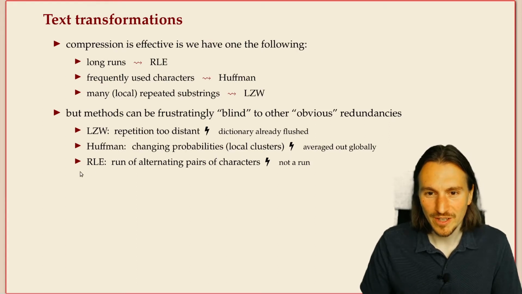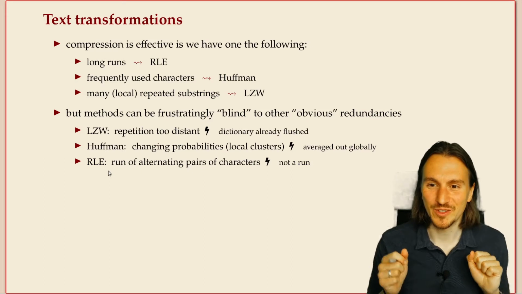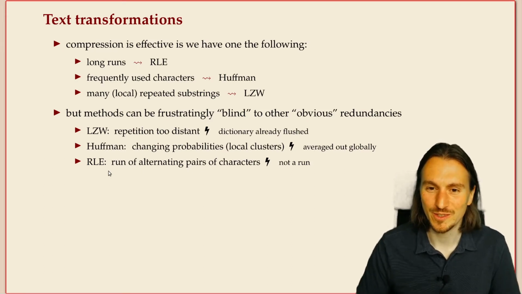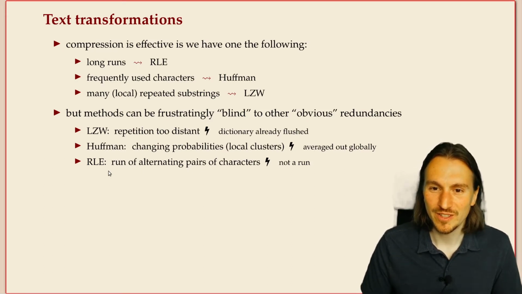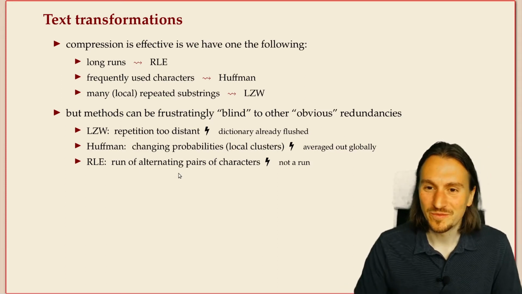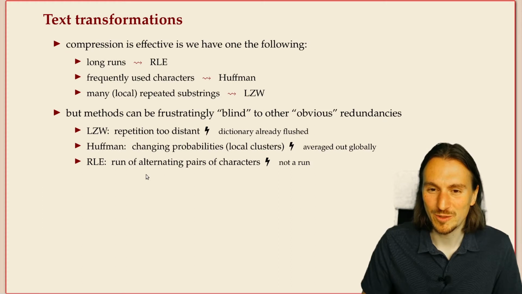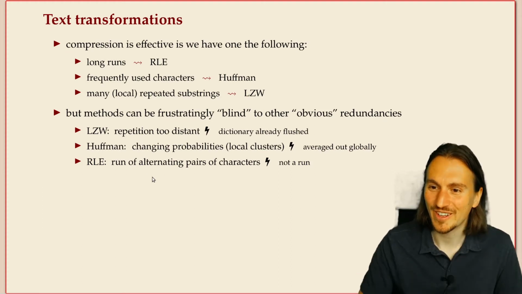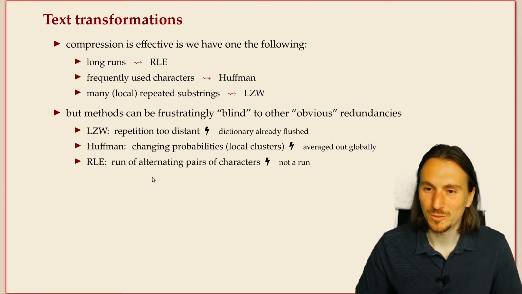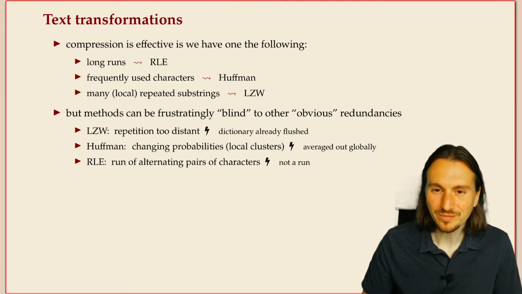And run length encoding is very, very picky in that it only allows exact repetitions of the very same characters, and any slight disturbance completely throws it off. In particular, if you have a long repetition but it's alternating of two characters, run length encoding would completely fail and not achieve any compression.